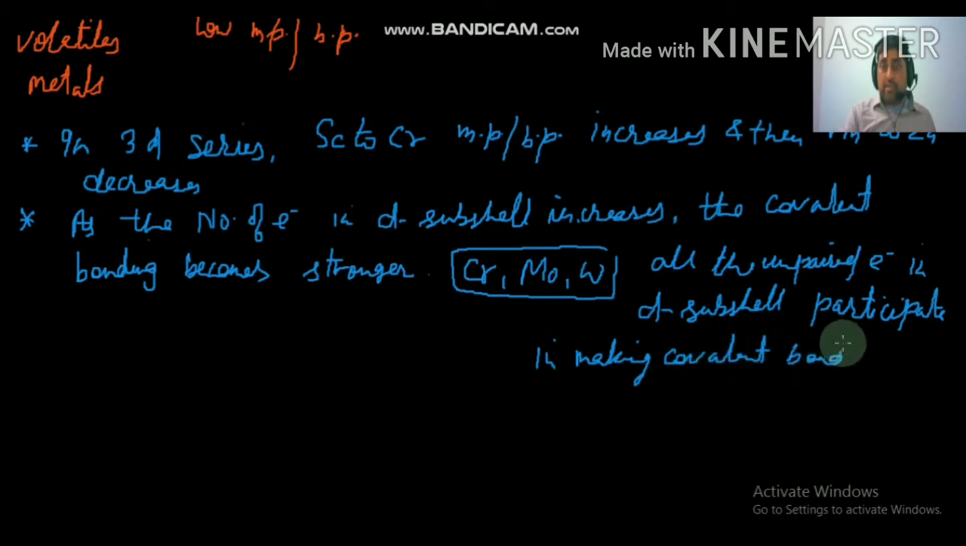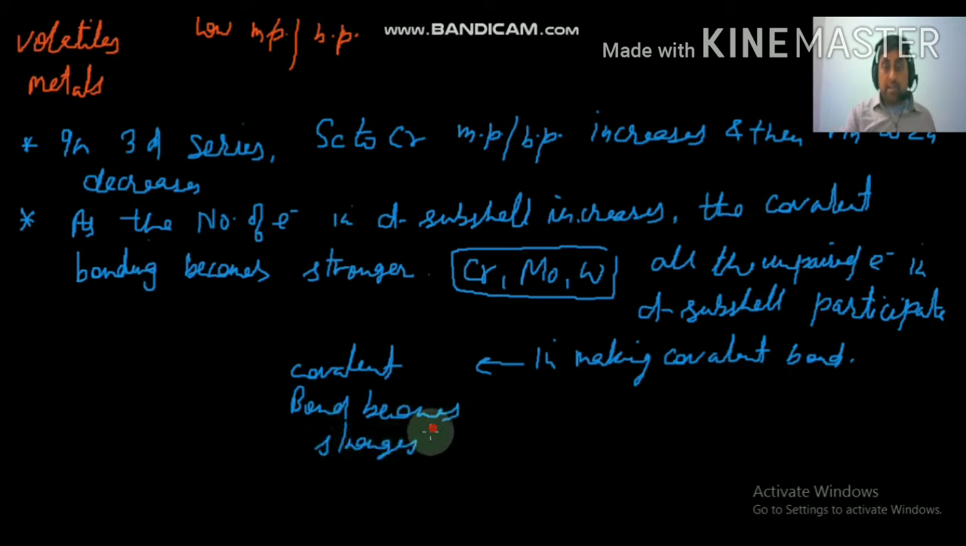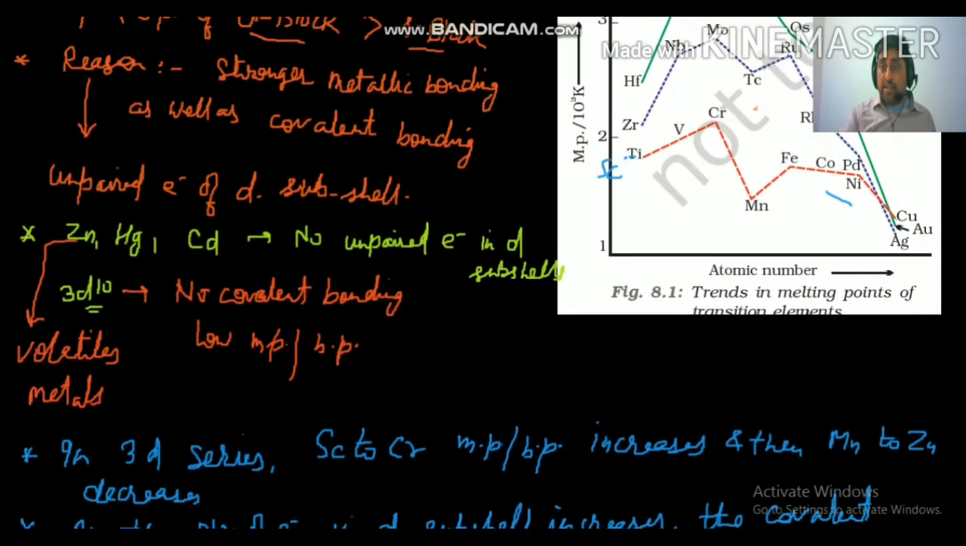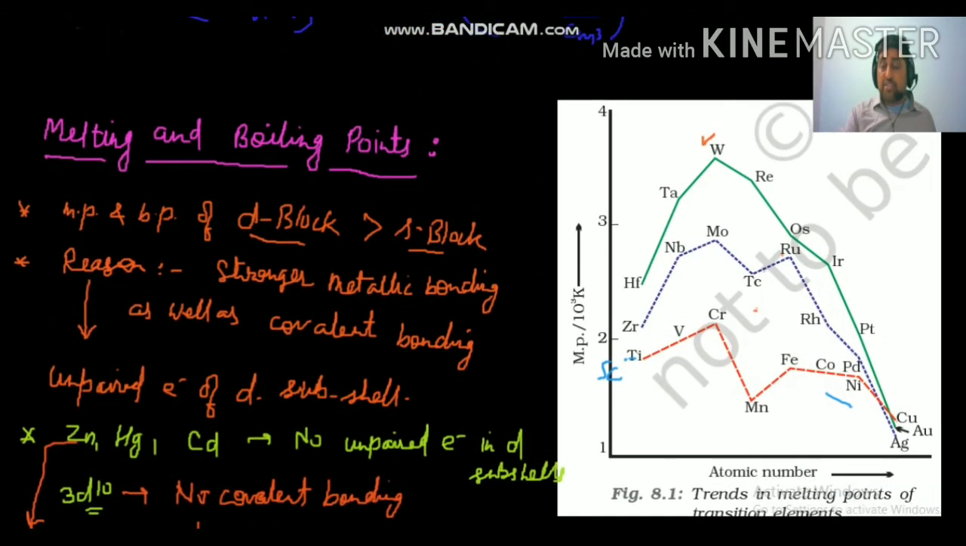It means here the covalent bond becomes strongest, and that's why in the middle these three are having the highest melting point. And this is apparent, clear from this diagram. We will see chromium, molybdenum and tungsten.